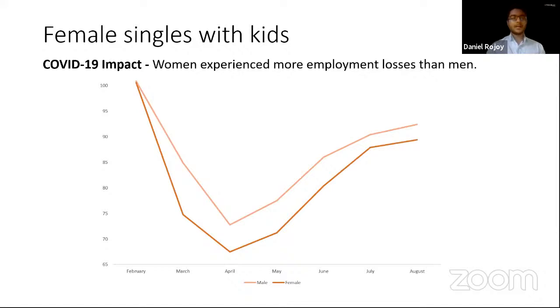Okay, so the next step of the methodology is the COVID-19 impact on this group. When we looked at the data, we could understand that the drop in the employment for females was more than men. That is clearly seen in this graph here, where the orange line shows the drop in the employment of women.